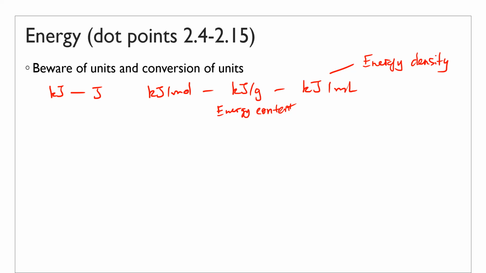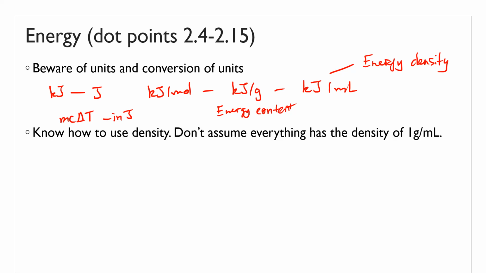I think the conversions between energy units tend to be an issue with a lot of students. The joules one's important because mc delta T will give you energy in joules, and a lot of time you need to find the energy content in kilojoules, so you need to make sure to do a proper conversion somewhere in the question.